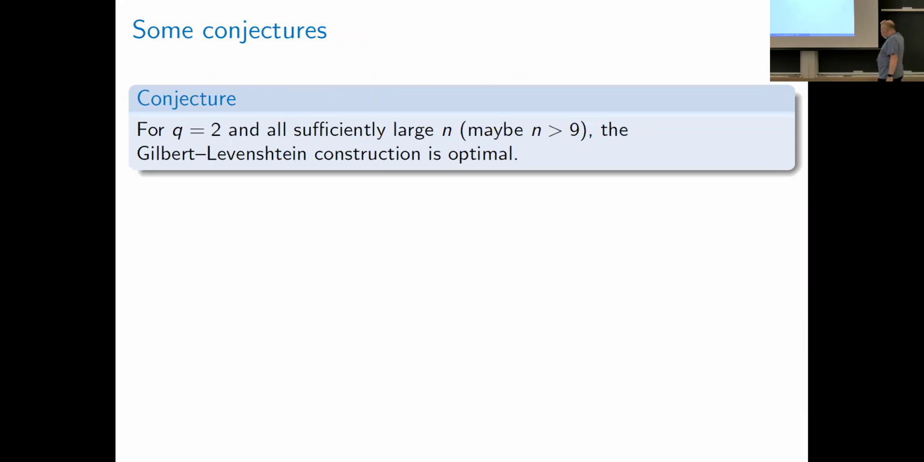So here are some conjectures, or questions, really. In particular, the most tempting question is: is the Gilbert-Levenshtein construction optimal? If you fix just a binary alphabet and let the length n tend to infinity, we know it is optimal for n equals 9. What happens for larger values of n?